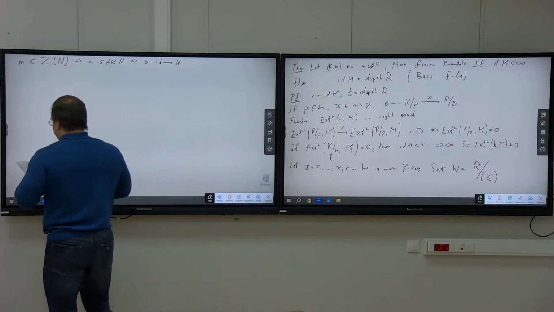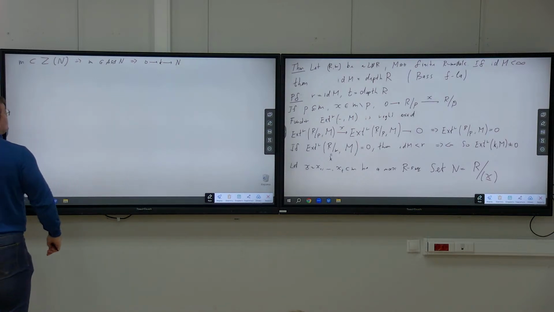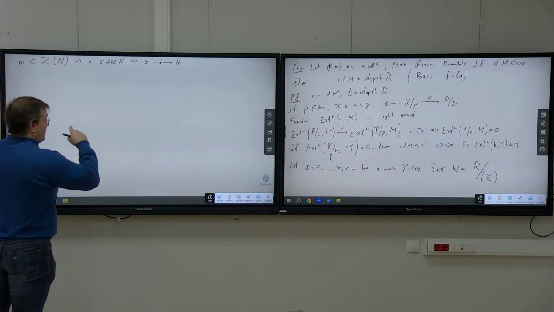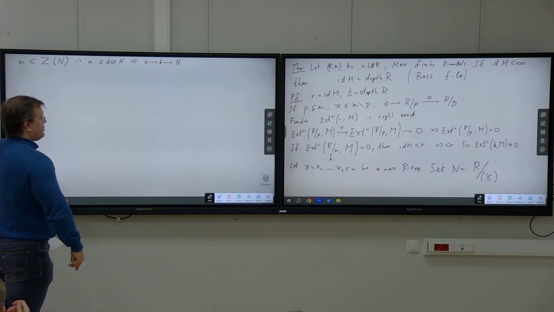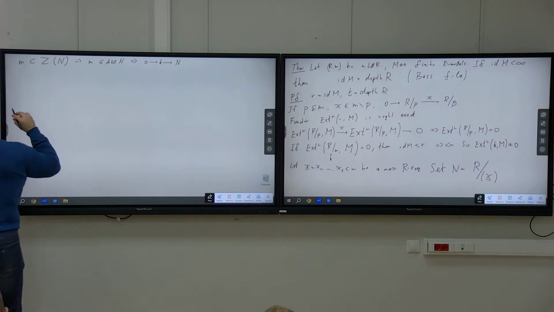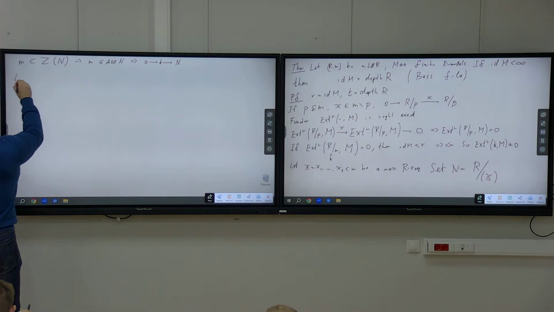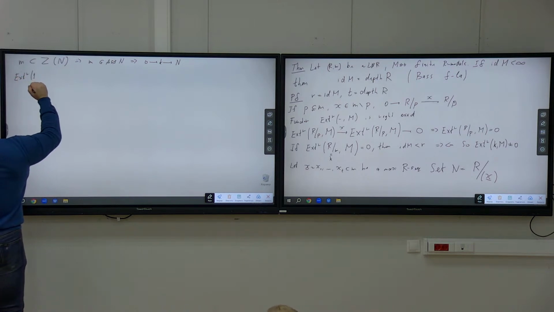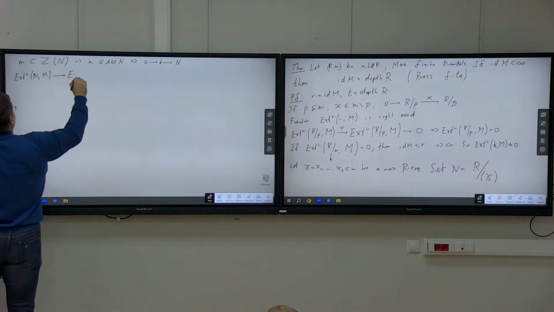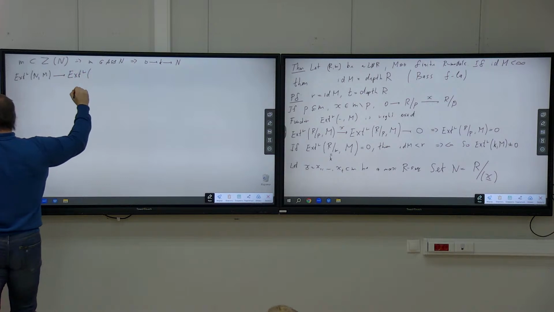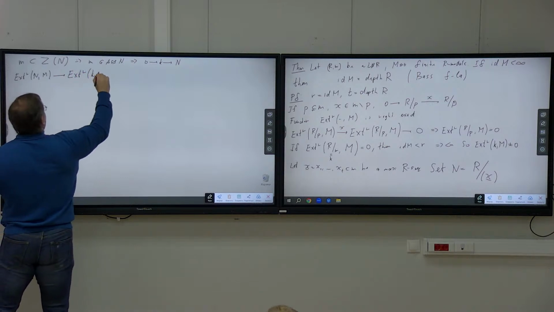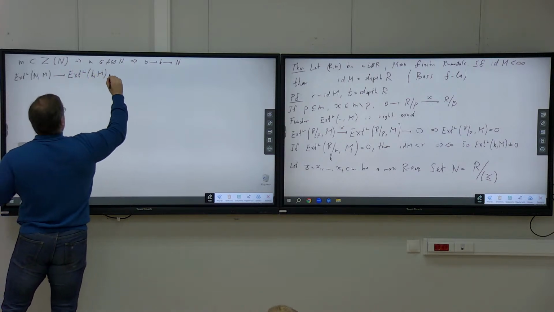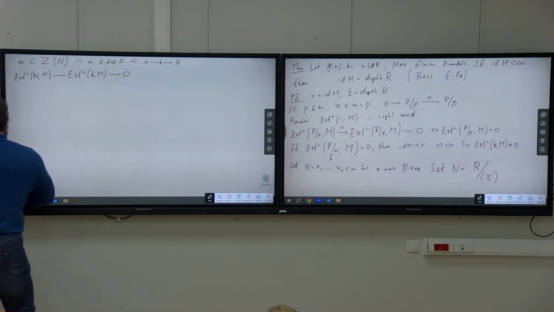So now applying this Ext with the index r, which is right exact, to this thing, we will get Ext^r(N, M) to Ext^r(k, M). Right, so this is exact.